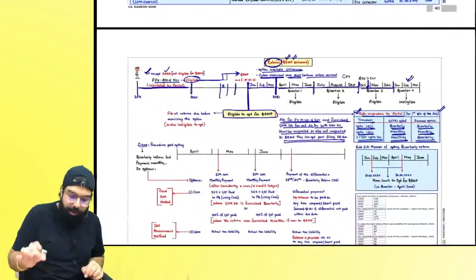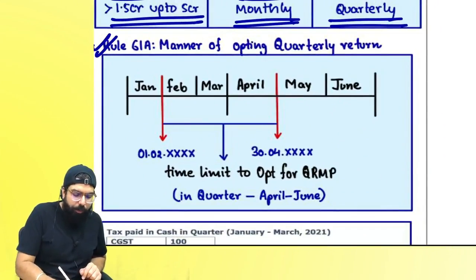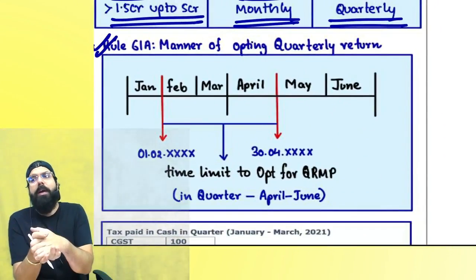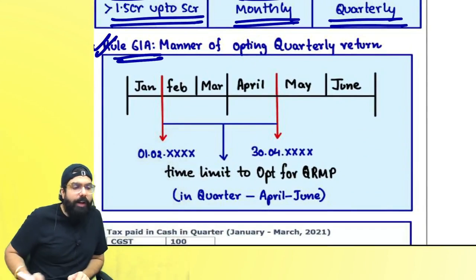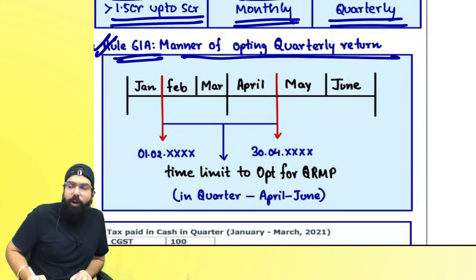Are we clear, everyone? Sir, if I am not given an auto QRMP option, how do I go ahead and take the QRMP scheme? They told that Rule number 61A tells you how to go ahead and opt for the QRMP scheme.